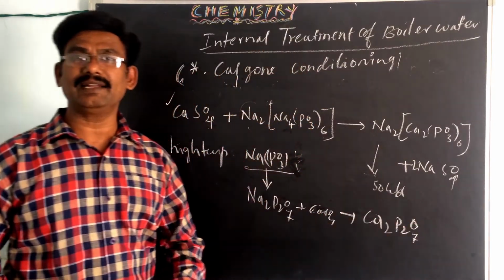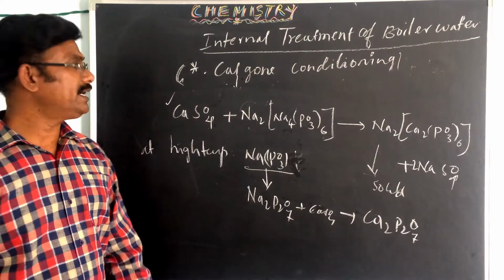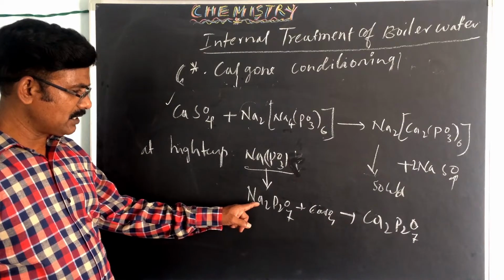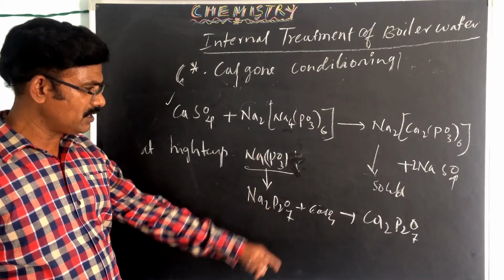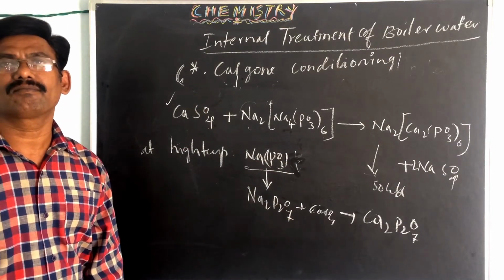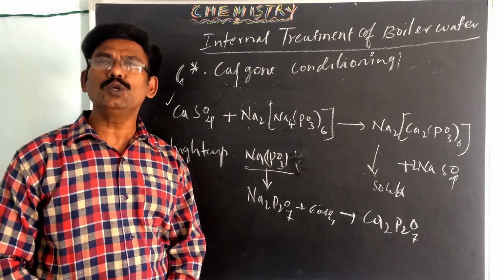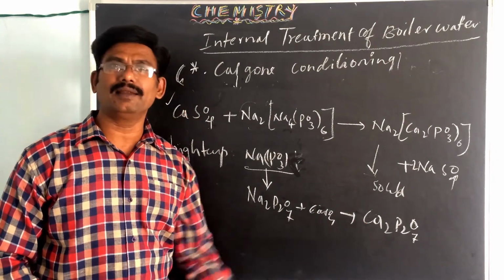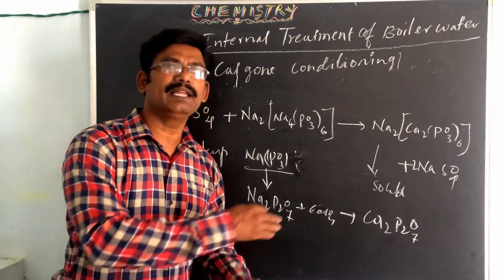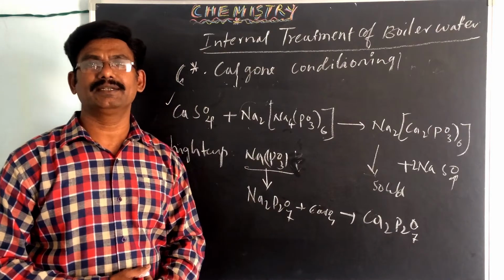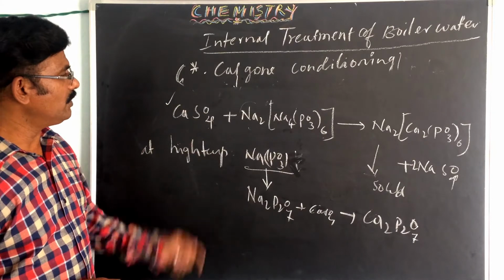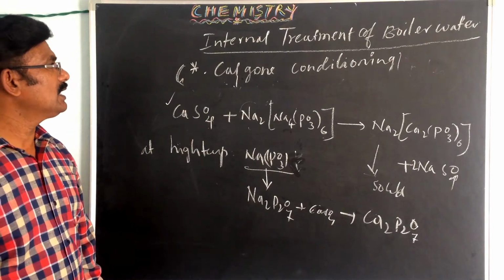So it is converted at high temperature into Na2P2O7 and reacts with the calcium ion to form Ca2P2O7, which forms loose sludge. This loose sludge of Ca2P2O7 can be removed by simply blowing air through it. So this is the Calgon conditioning.